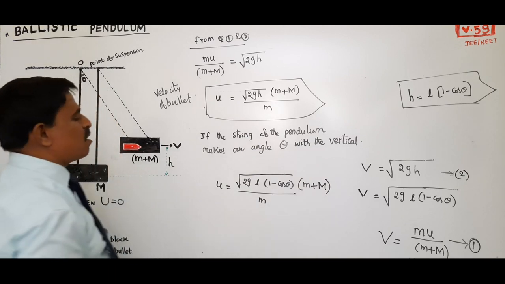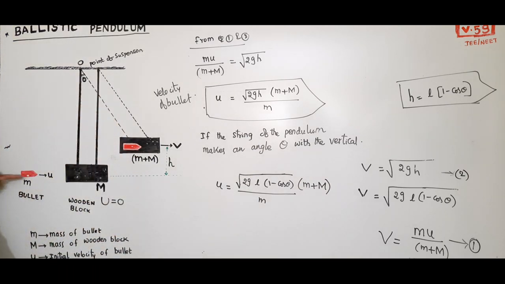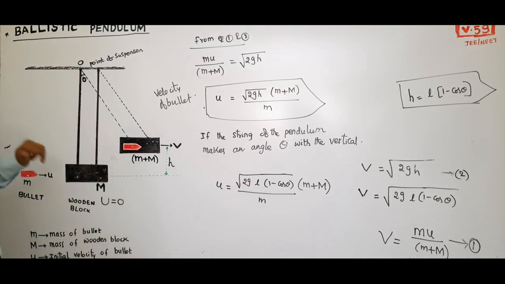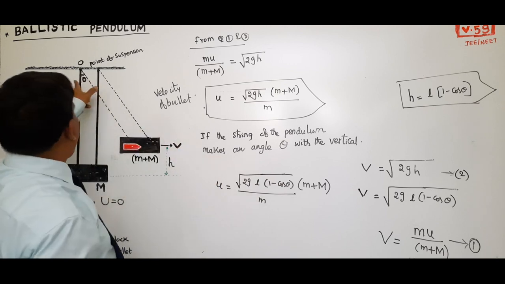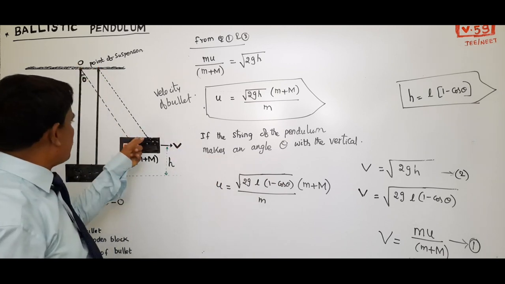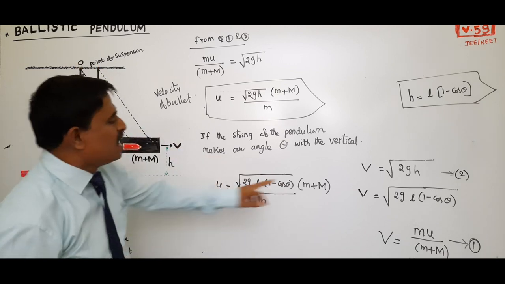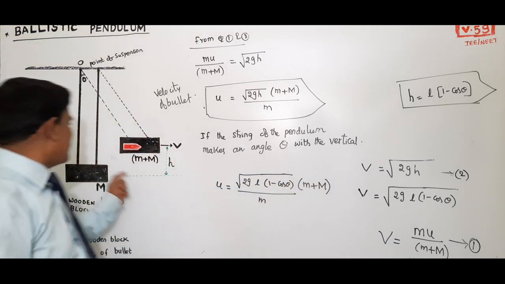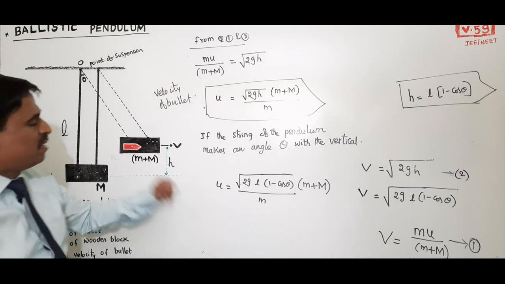By using this formula, we can find the velocity of the fast moving projectile, where L is the length of this ballistic pendulum, theta is the angle made by the string of the pendulum with the vertical, small m represents the mass of the bullet, and capital M represents the mass of the wooden block.